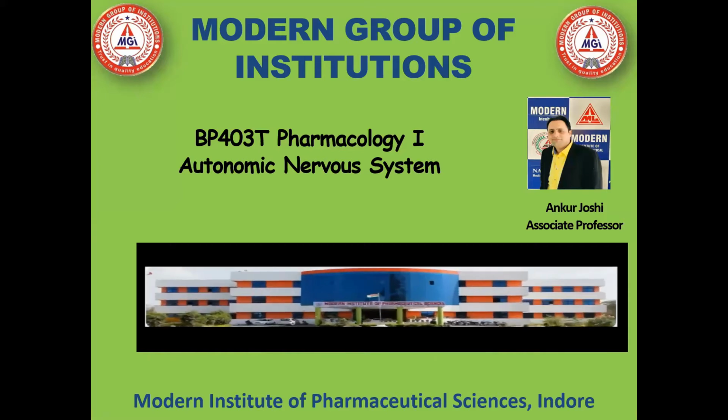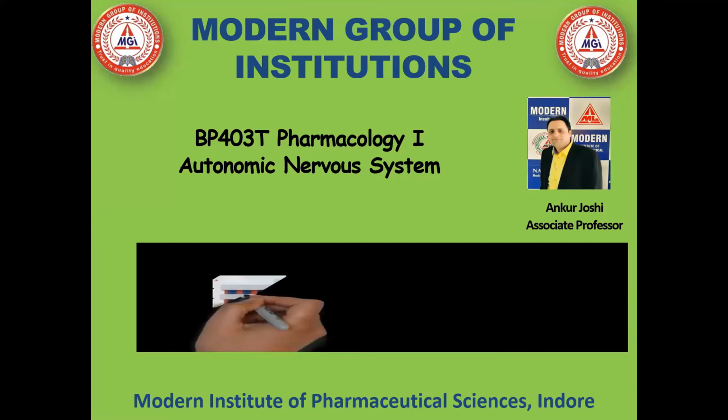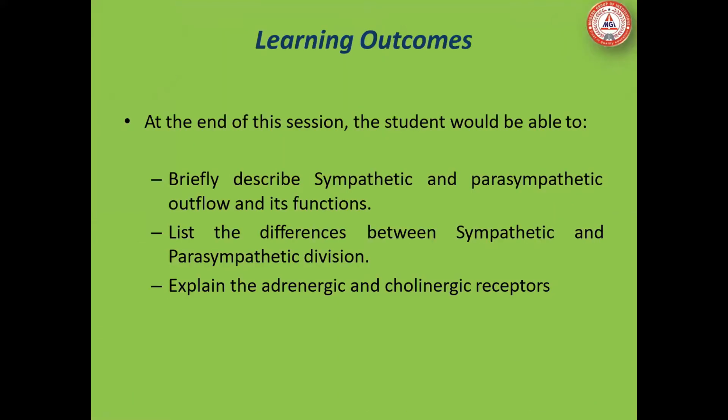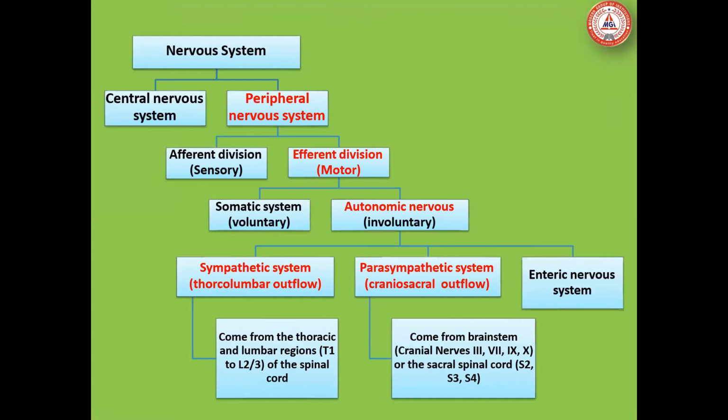In today's video lecture, we will study the autonomic nervous system. The learning outcomes of this video lecture are that the student will be able to describe sympathetic and parasympathetic outflow and its function, learn the difference between sympathetic and parasympathetic division, and be able to explain adrenergic and cholinergic receptors.